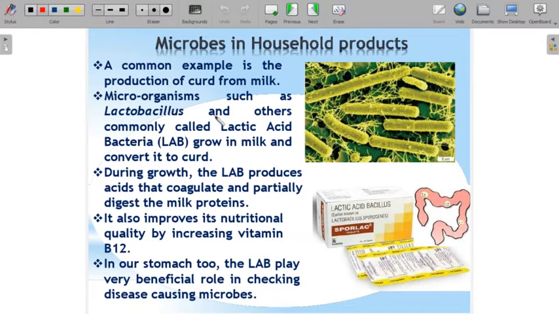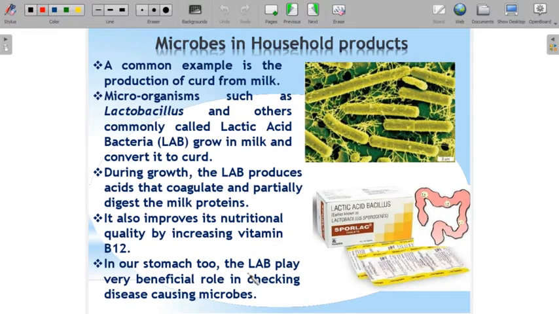Therefore, there are three important roles of Lactobacillus. One mark question for your board exam: conversion of milk into curd. Second, increases the quantity of vitamin B12. Third, checks the disease-causing microbes in our stomach. So the microorganism involved in converting milk into curd is Lactobacillus.